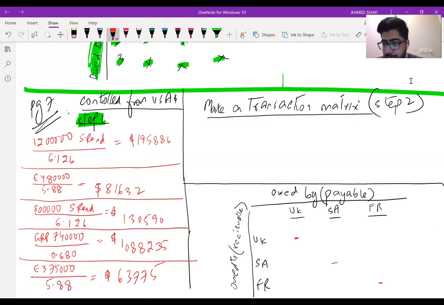What is the first transaction? The receivable is UK, and the payable is South Africa. So note this transaction at the intersection of South Africa and UK. Receivable is UK and payable is South Africa. How much is this transaction? 195.886. The first one is already converted. 195.886 right here.